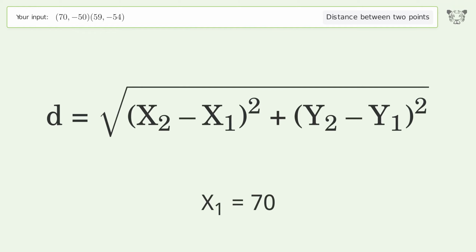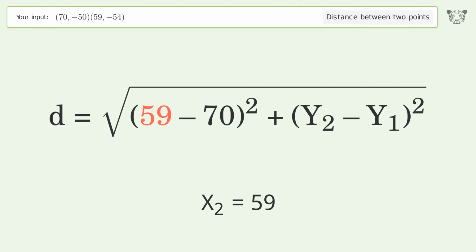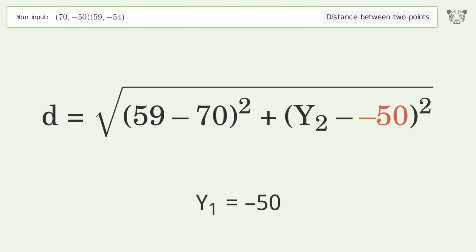x1 equals 70. x2 equals 59. y1 equals -50. y2 equals -54.